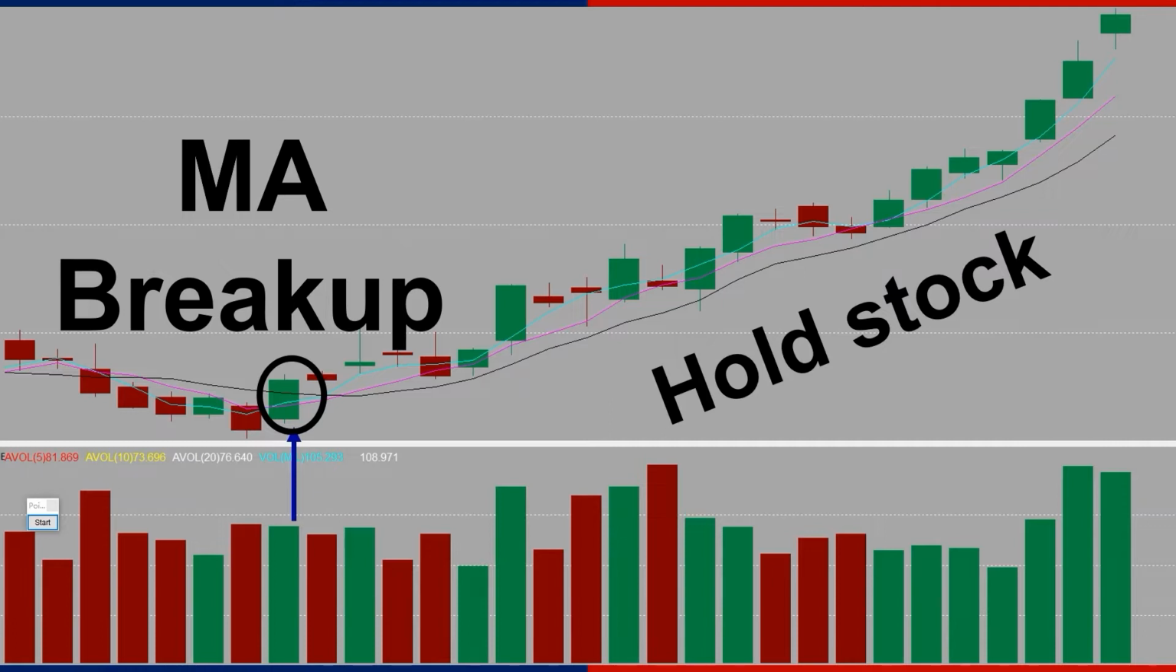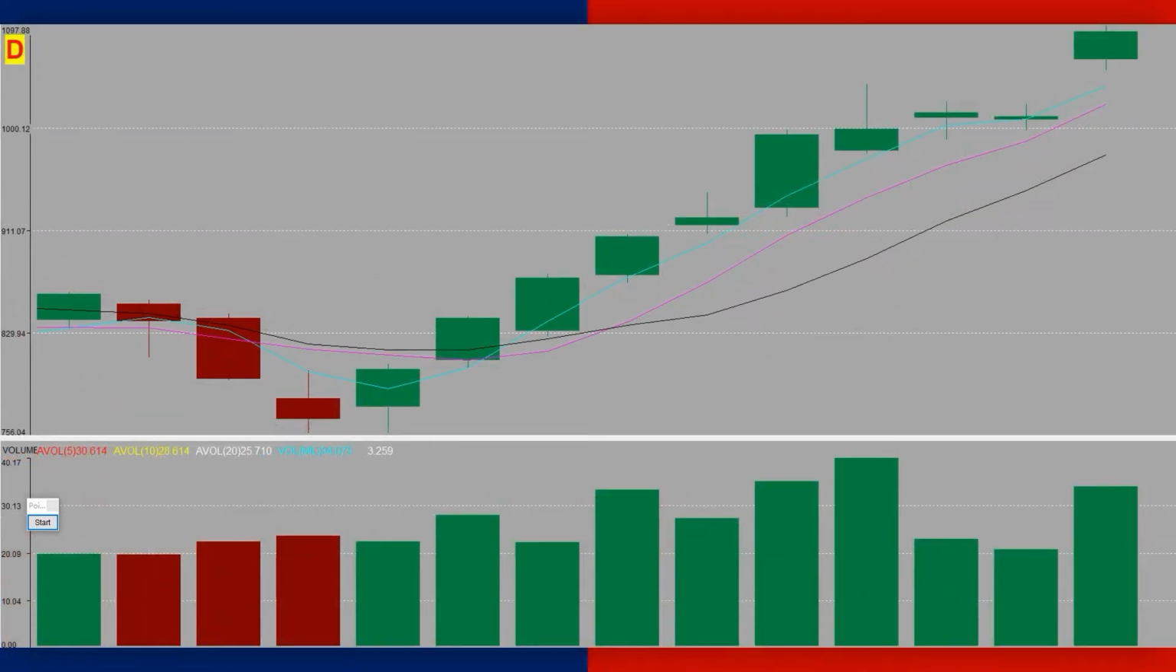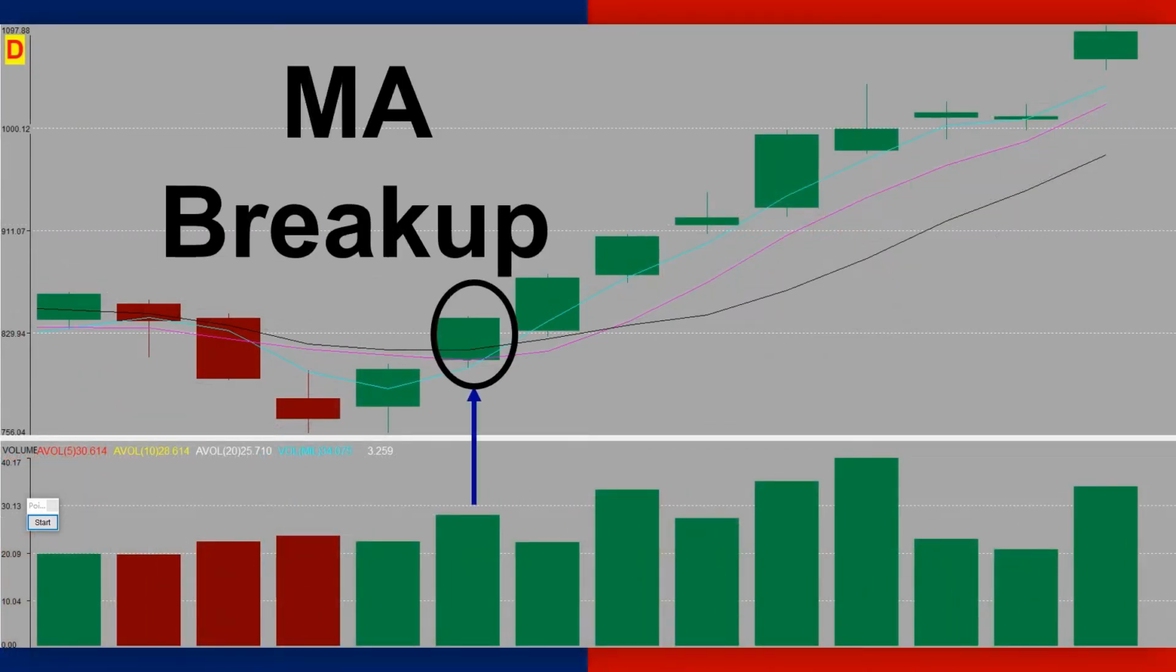Means currently the trend is bullish up and the price will continue rising, so we can continue to make money. It will be very easy, right? And we see another example here. You see the same pattern.